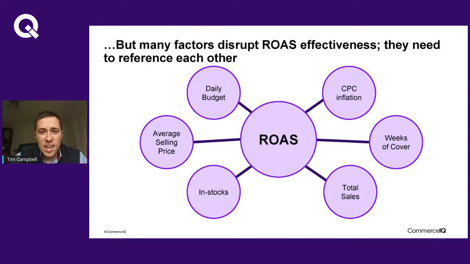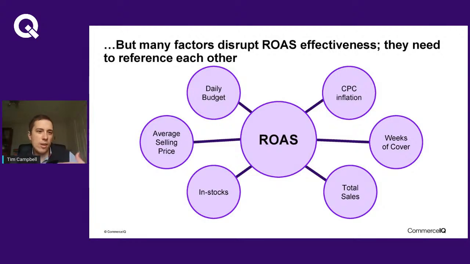Other things to keep in mind: ROAS is becoming a bit more strained over time because of cost per click inflation. It's increasingly a more competitive market, right? It's becoming more competitive over time. And the other thing I want to point out is total sales. ROAS is great for determining efficiency of your ad spend, not necessarily for maximizing total incremental sales, right?